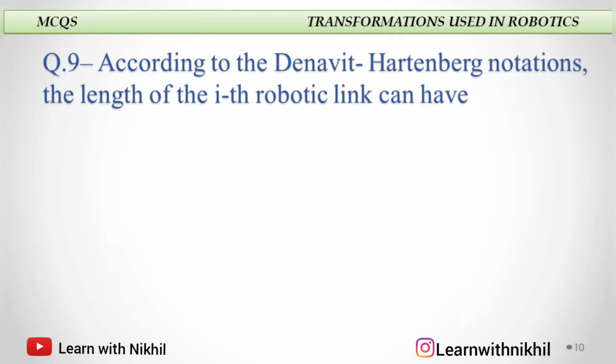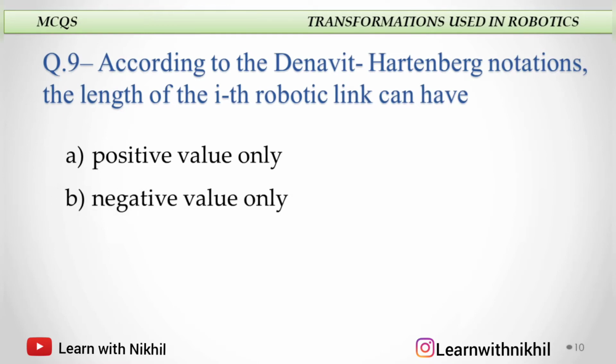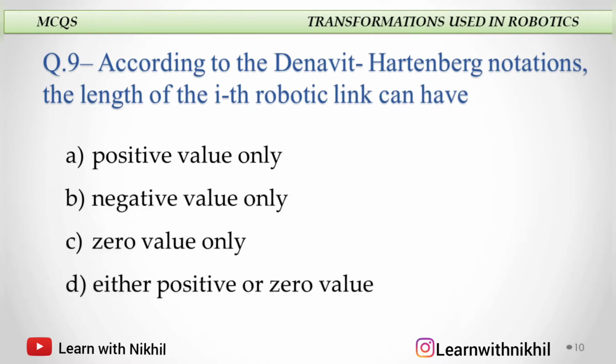Next question. According to the DH notations, the length of the ith robotic link can have a positive value only, a negative value only, zero value only, or either positive or zero value. And the answer is either positive or zero value.